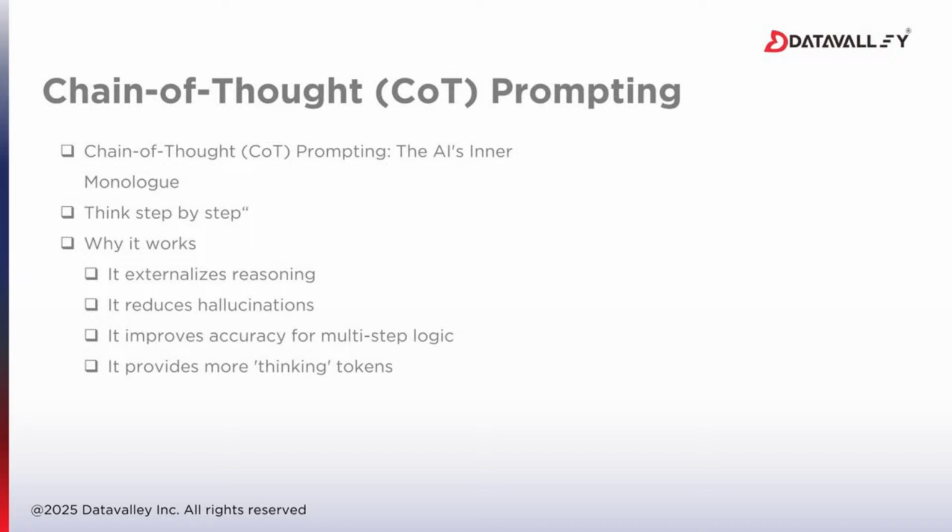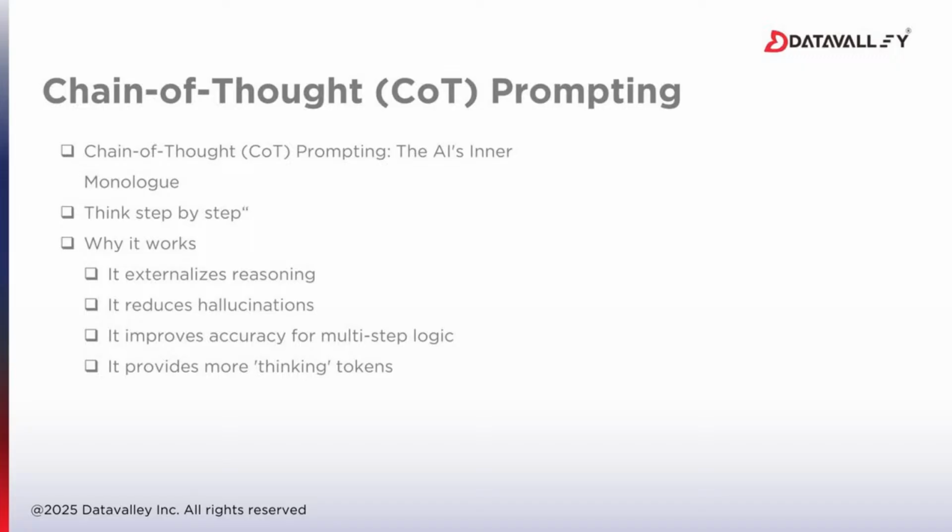Next is reducing hallucinations. By breaking down a complex problem into smaller verifiable steps, the model is less likely to generate incorrect information. Each step builds on the previous one, so there is always a connection. Next, it improves accuracy for multi-step logic. For tasks which require multiple logical operations, COT allows the model to process each step sequentially, right? So this prevents the model from trying to jump directly to the complex answer, which increases accuracy.